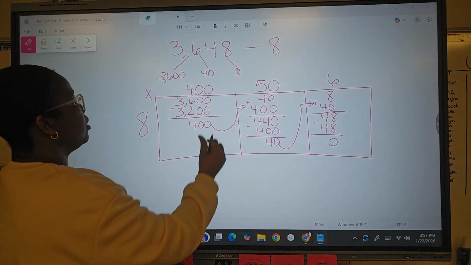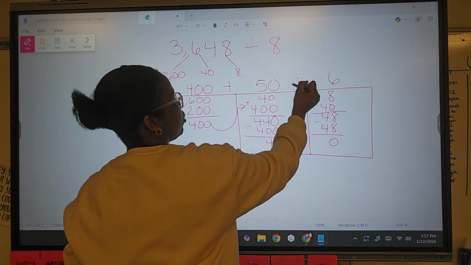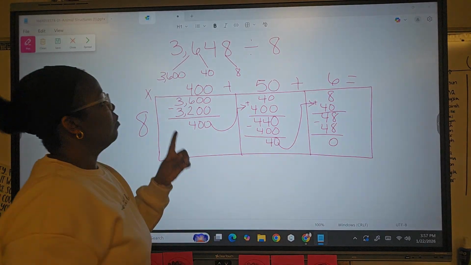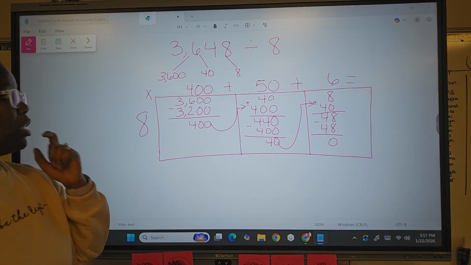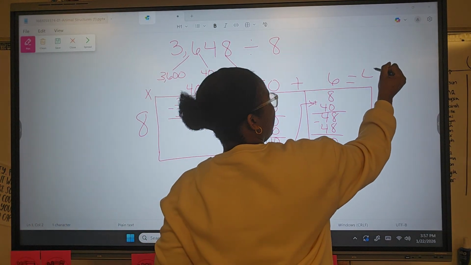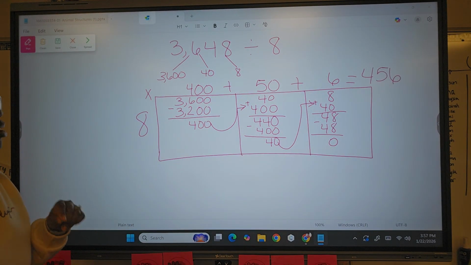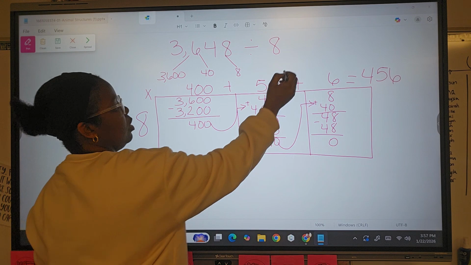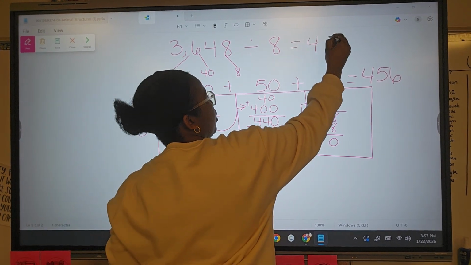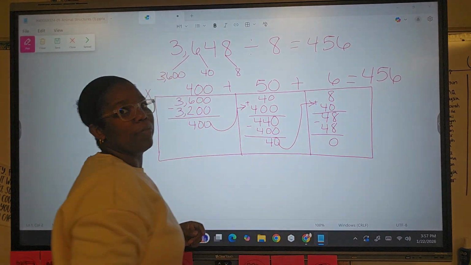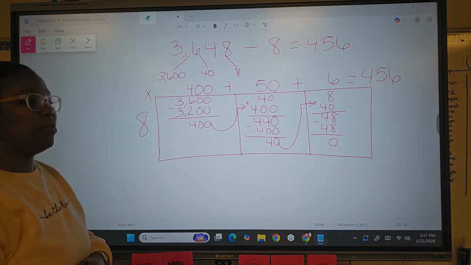Now the final part, I'm going to add all of my partial quotients together. 400 plus 50 plus 6 gives me a total of 456. So 3,648 divided by 8 equals 456, and that is how we solve using an area model.